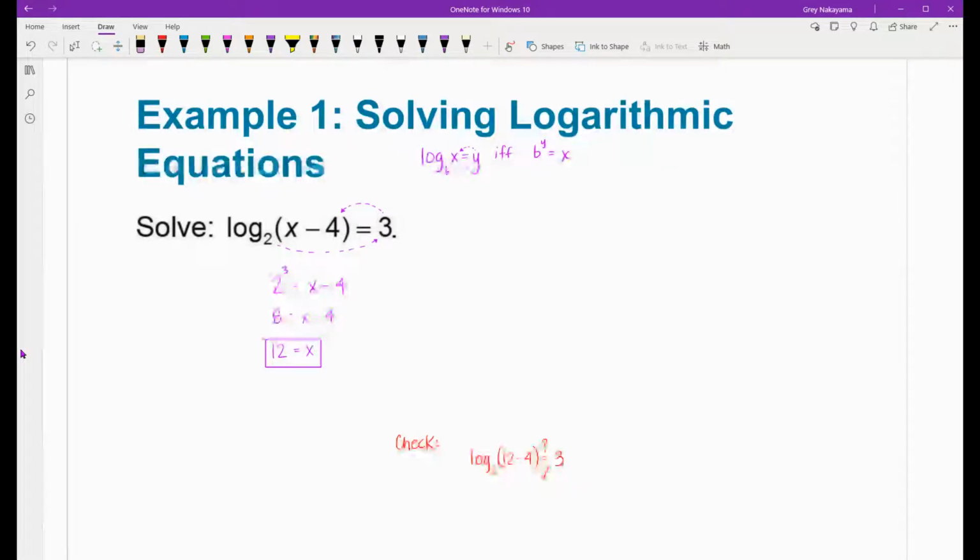Now, I have taught this for a long time, and I have taught this method, but a couple of years back, I started really concentrating on the fact that the exponential function and the logarithmic function are inverses of each other. So they undo each other. So I want to talk to you about another way of solving this problem. Log base 2 of x minus 4 equals 3.